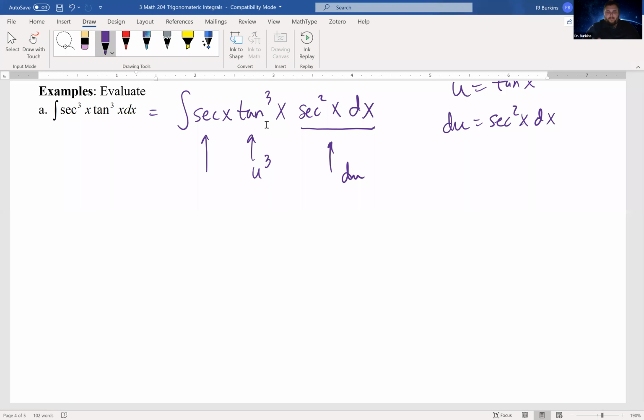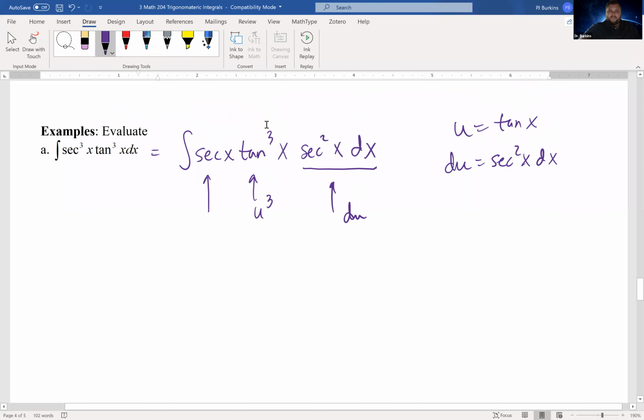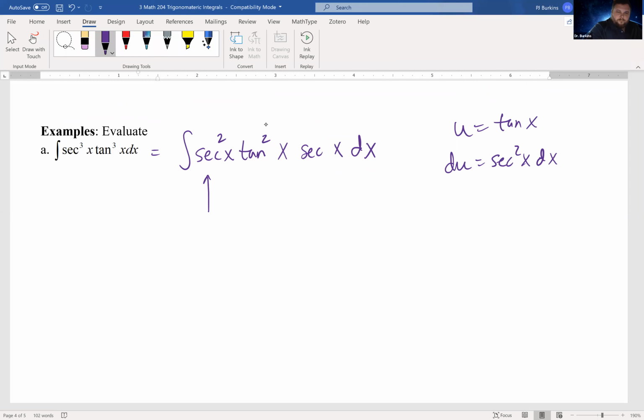So that's what I mean by maybe doing some trial and error, right? I could set this up and go, okay, I have no idea how to get rid of that other secant, so let me try the other option. So let's do that. Let's break off a secant tangent instead. So I'm taking one secant and one tangent and placing it at the end. That leaves me with a secant squared and a tan squared.